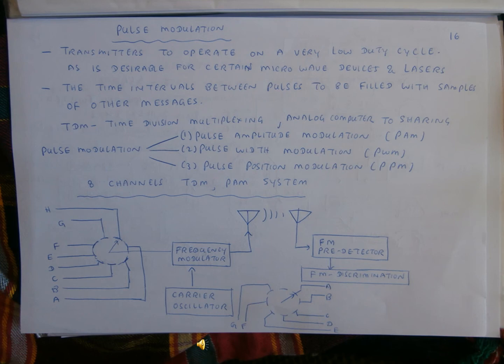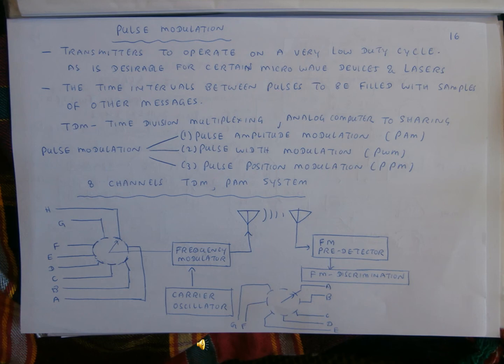TDM means time division multiplexing, sharing the analog channel. The pulse modulation includes three methods: first, pulse amplitude modulation, PAM; second, pulse width modulation, PWM; third, pulse position modulation, PPM.